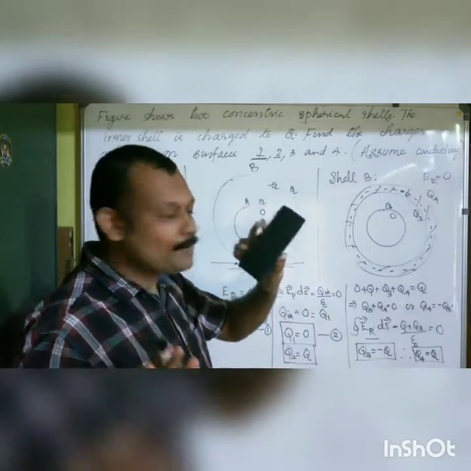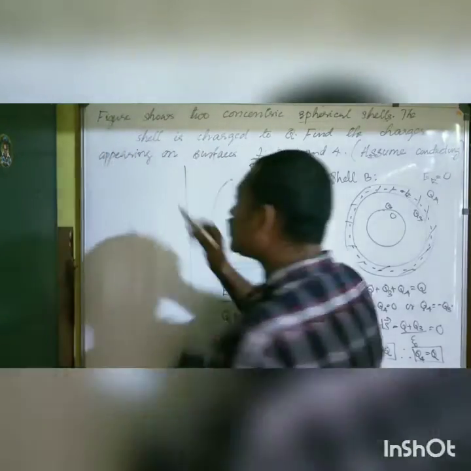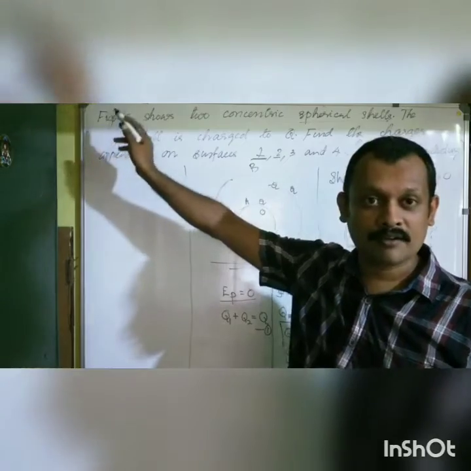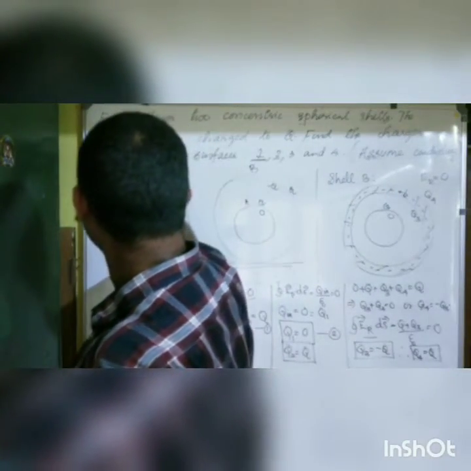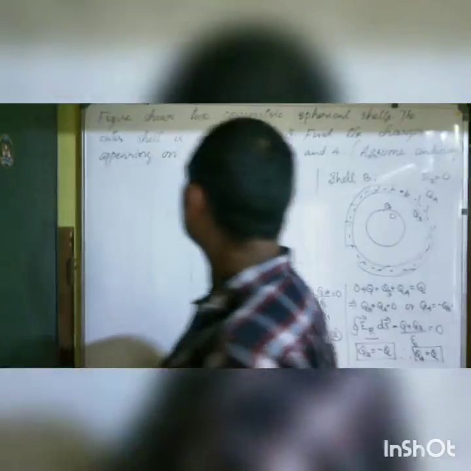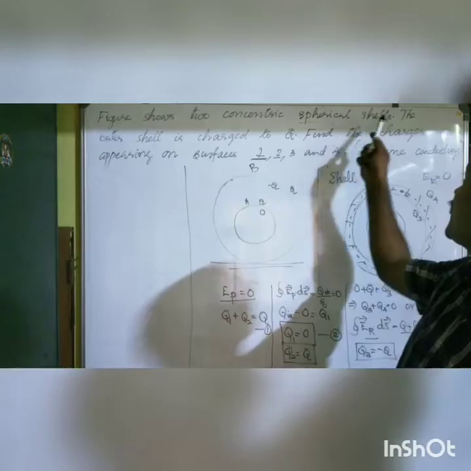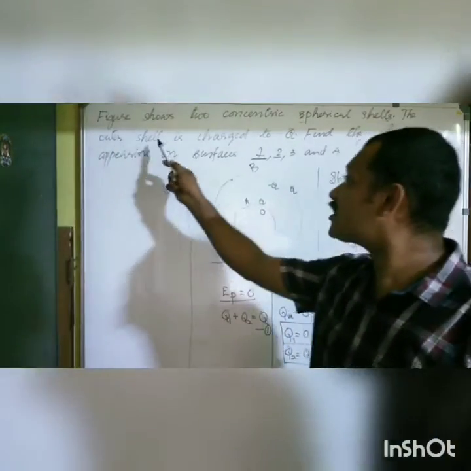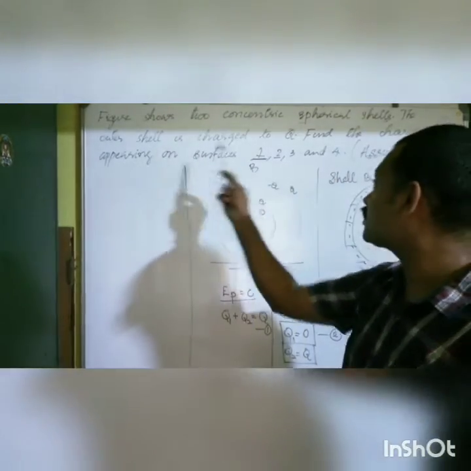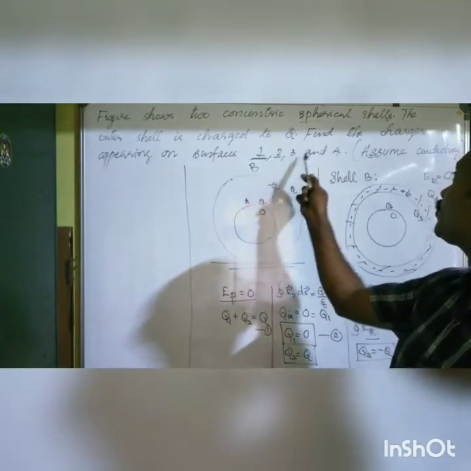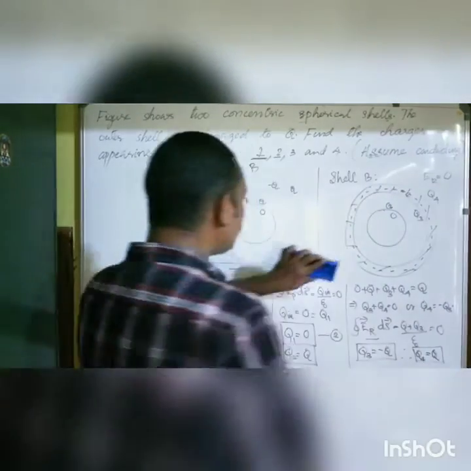Okay, only one modification. That modification is, as you can see, I just erased a word here. Instead of inner, I would now say outer. Now you can read the question. Figure shows two concentric spherical shells. The outer shell is charged to Q. Find the charges appearing on the surfaces 1, 2, 3 and 4. Assume conducting. It's a simple question for you.